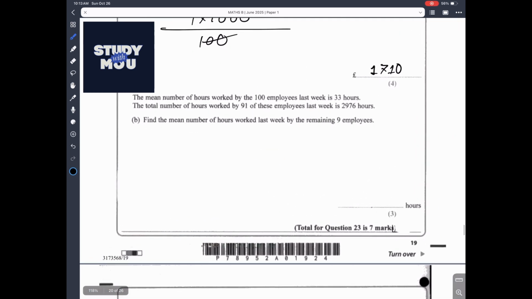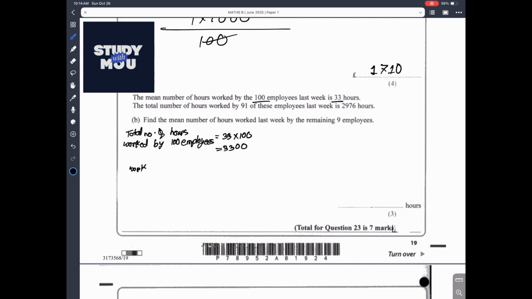Okay, so total number of hours worked by 100 employees is equal to, we know they worked for 33 hours and there are 100 employees, so 33 multiply 100, you have 3,300. So this is the number of total hours.